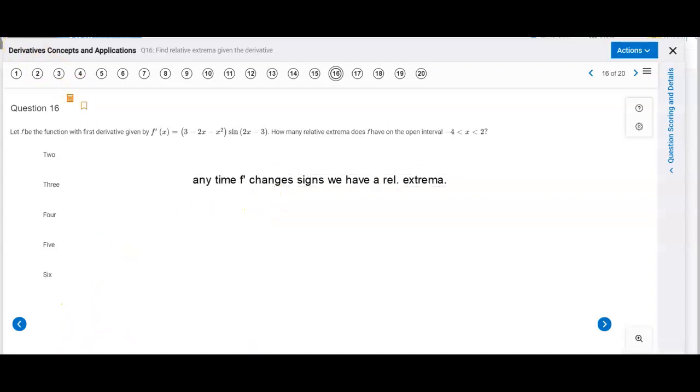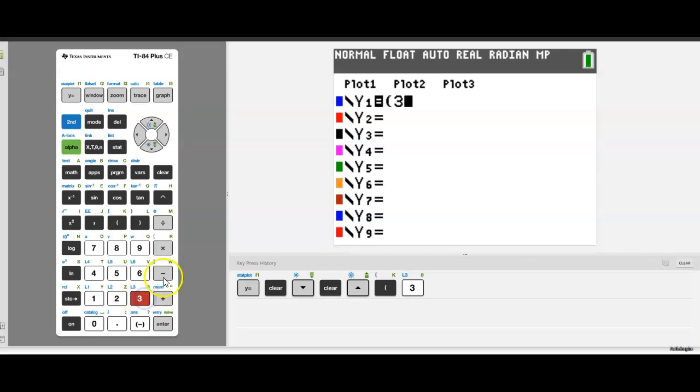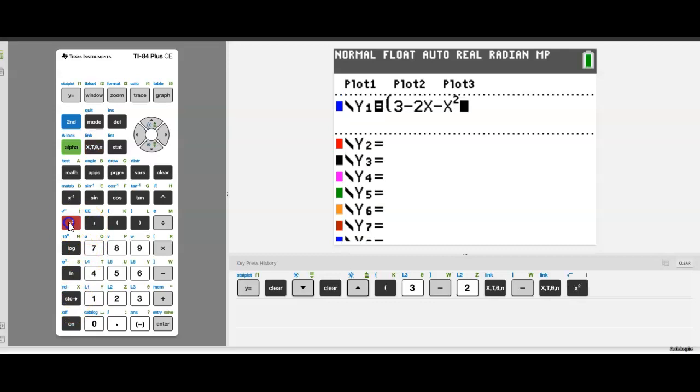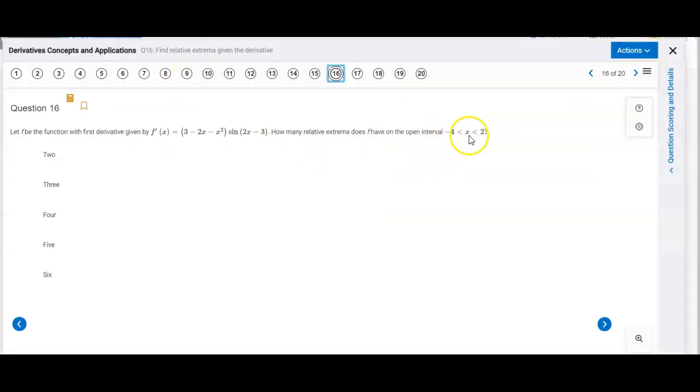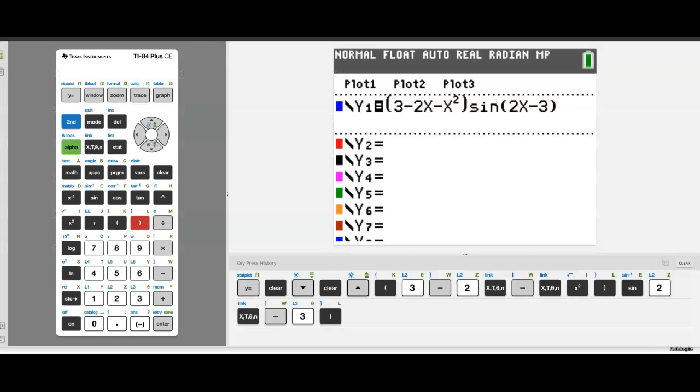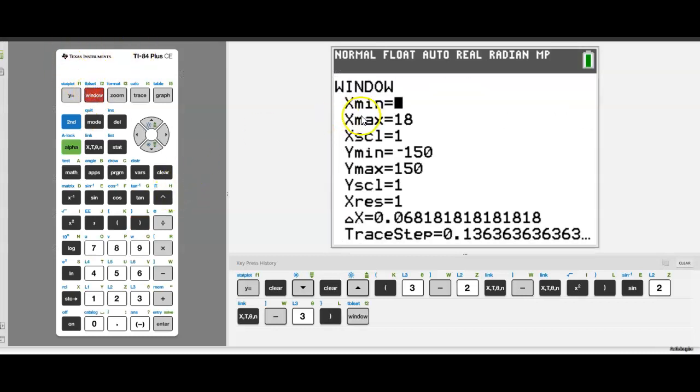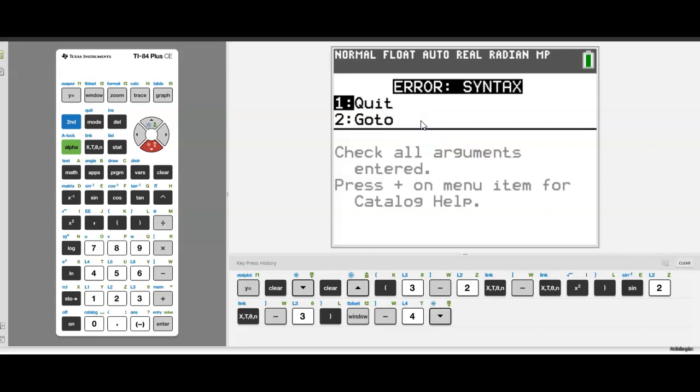So let's graph it. All right, so we have 3 minus 2x minus x squared in parentheses. And then we have sine of 2x minus 3. And let's look at the interval. We're only going from -4 to 2. So I'm going to adjust my window here. I want to go from an x value of -4 to an x value of 2. Oops. What happened?